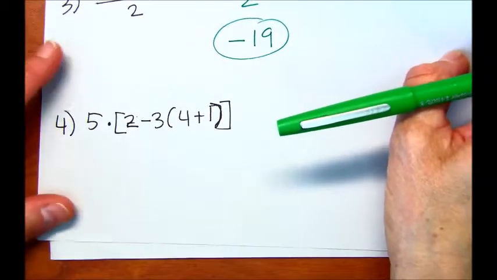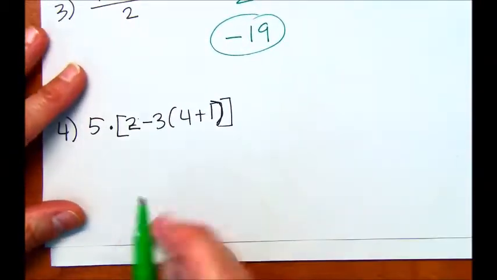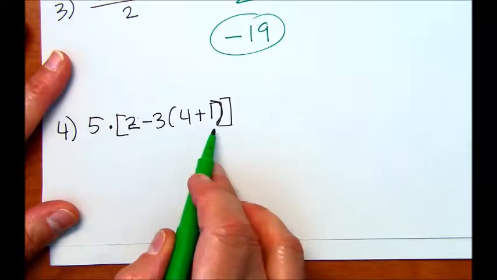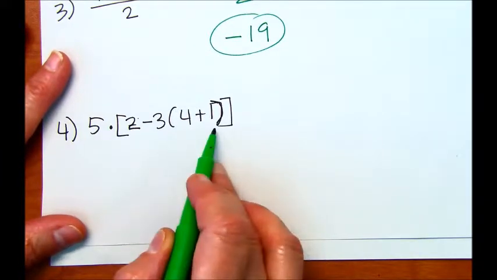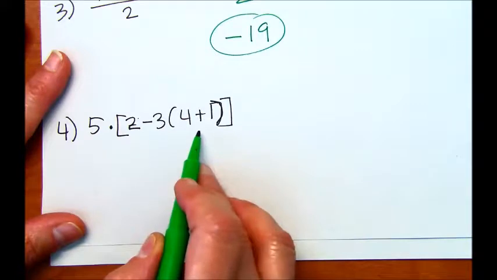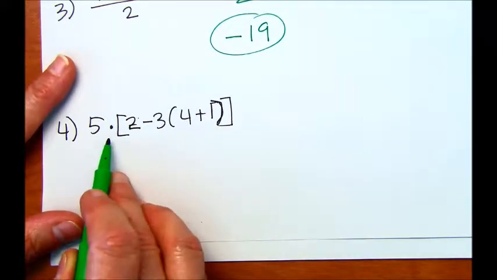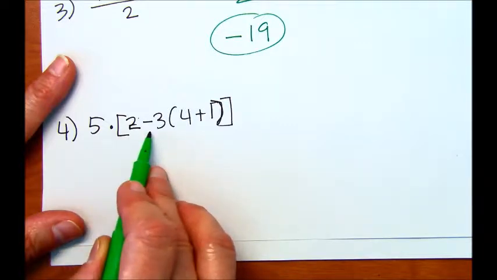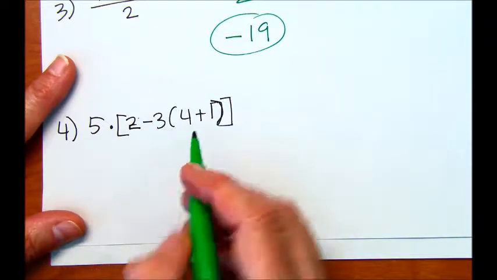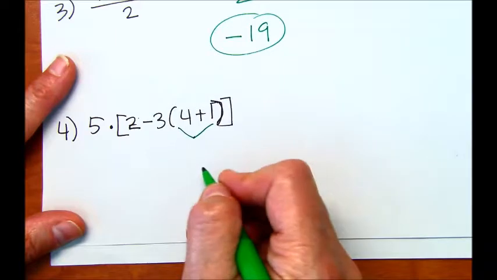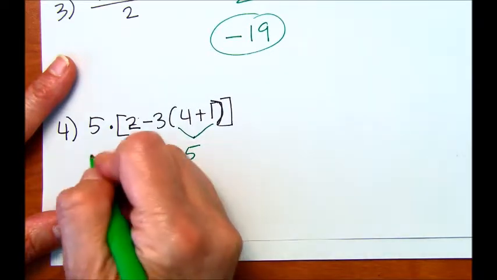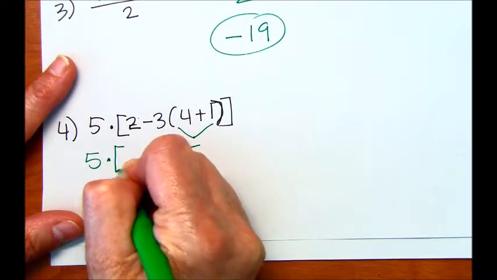The last one in this, or no, actually not the last one in this section. This one, notice there's 2 grouping symbols. We've got parentheses and brackets. You always want to go on the inside and work your way out. Also note the different operations. We've got multiplication, subtraction, multiplication, and addition. So if I take care of this one first, I'm going to get a 5. So let me rewrite everything else.